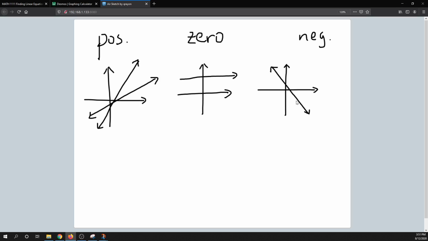So the slope of a line can tell us quite a bit about the way the line looks. There is one case here that we haven't talked about, and that's the case of a vertical line. With a vertical line, vertical lines have undefined slope.